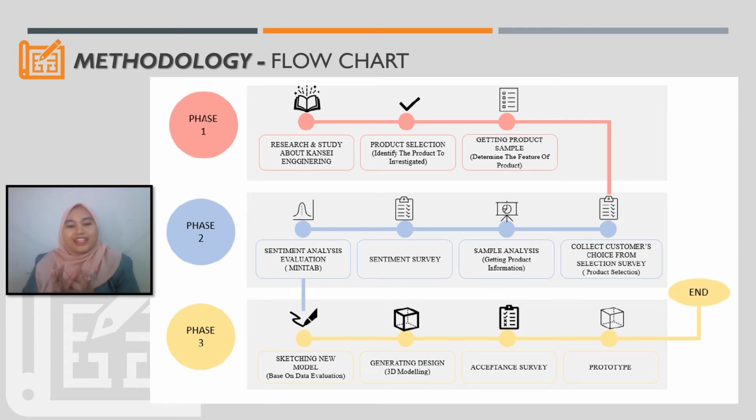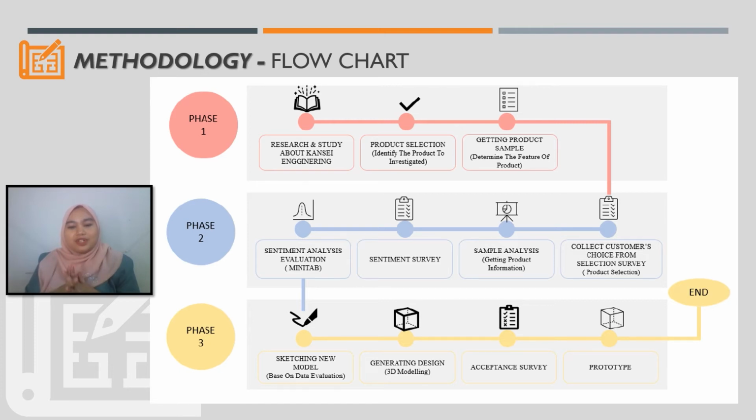Okay, the first phase is about studying and doing research on Kansei Engineering, and also doing a product selection, which is air fresheners casing, and then getting a product sample to determine the features of the product. Okay, next after that we move to phase 2.